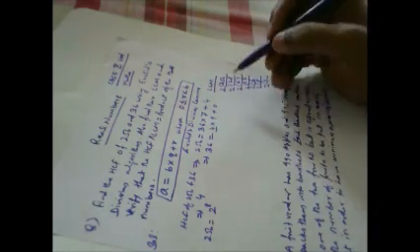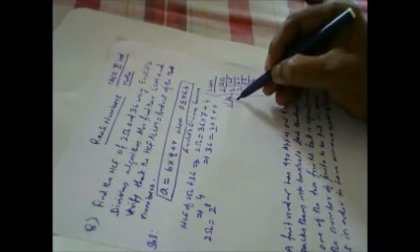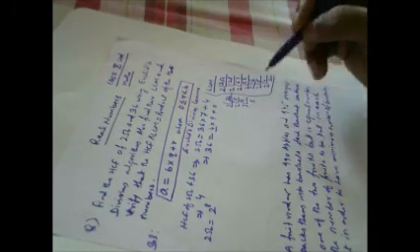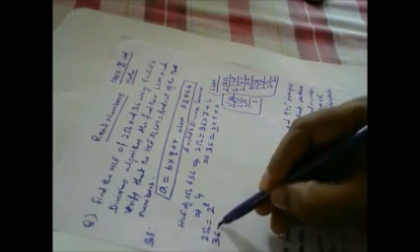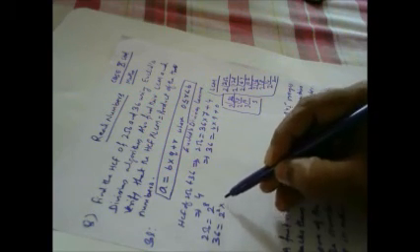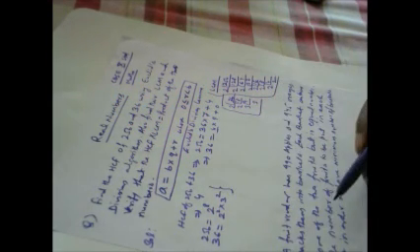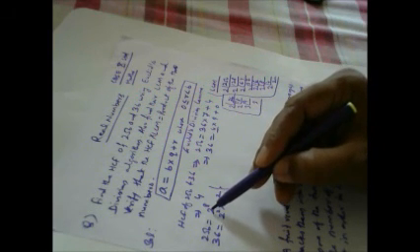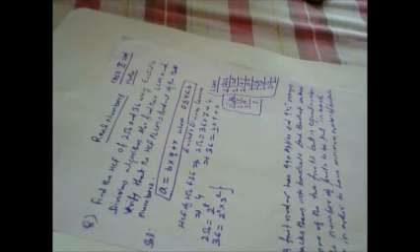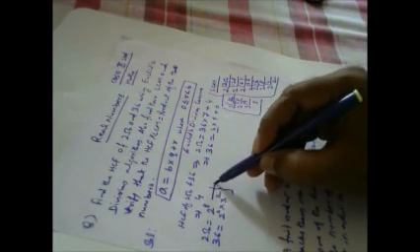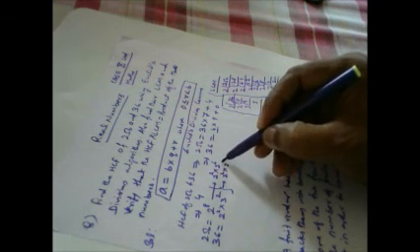Then coming to 36: 36 is 2 into 18, 18 is 2 into 9, and 9 is 3 into 3. So 36 can be written as 2 squared into 3 squared. Now for the LCM of these two, 2 to the power 8 can be written as 2 squared into 2 to the power 6, and 36 is 2 squared into 3 squared.